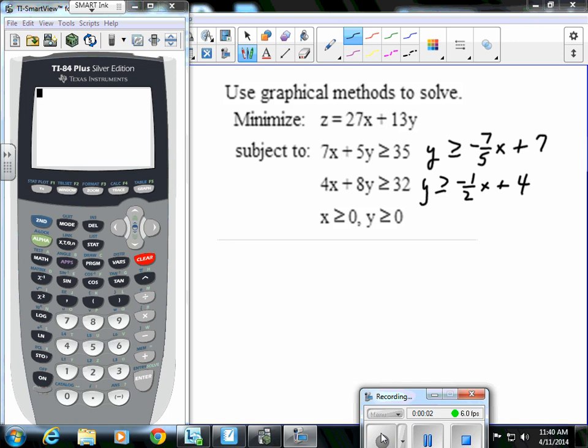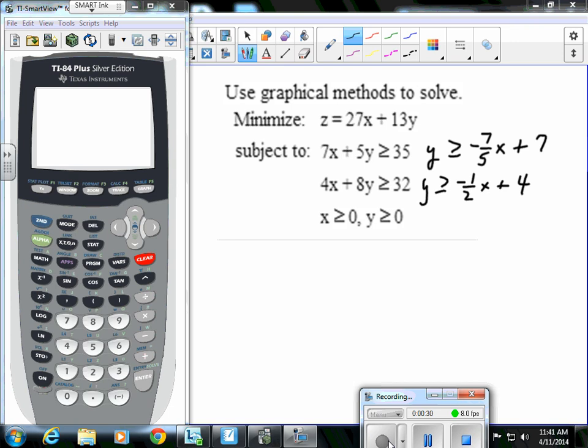This video will help you to solve and find feasible regions and minimize and maximize. Of course, this relates to linear programming. I've got a problem here that says they want me to minimize based upon z equaling 27x plus 13y, and that of course is my objective function, and it's subject to these constraints.